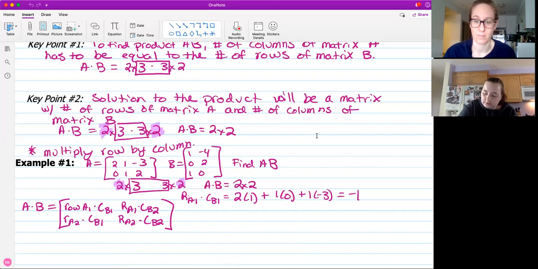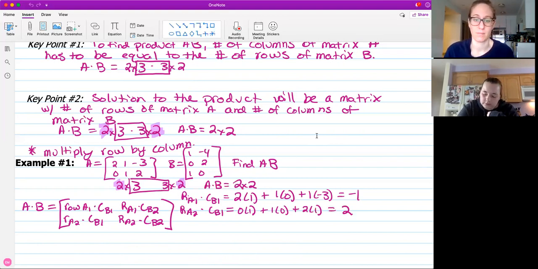So we have row A2 times column B1. So you're going to take the bottom row of A, and then you're going to multiply it by the first column in B. So we're going to have 0 times 1 plus 1 times 0 plus 2 times 1, and that's going to equal 2.